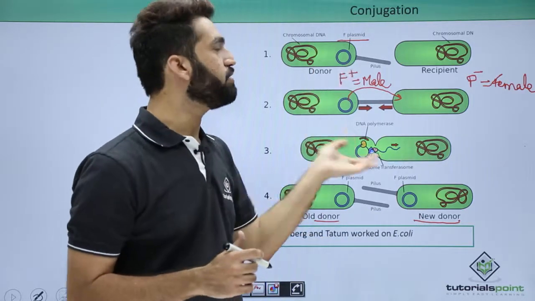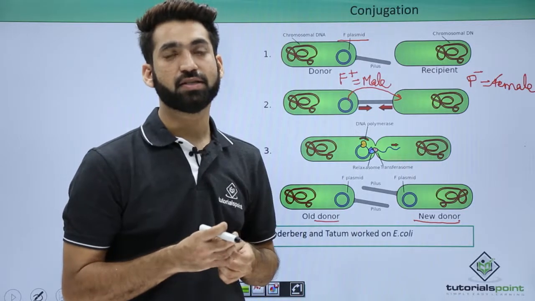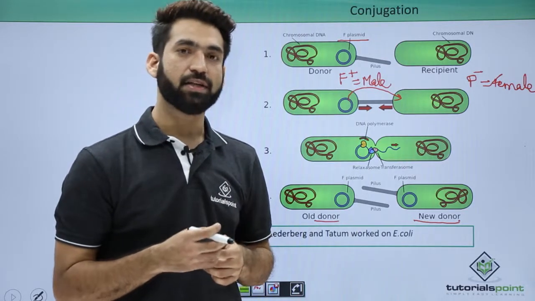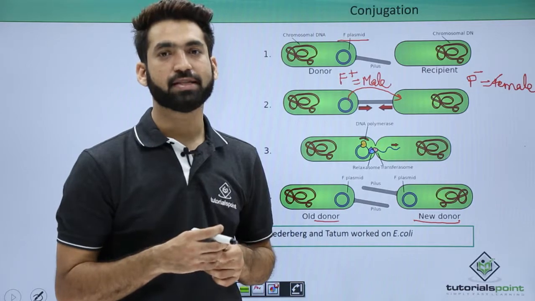So this is about conjugation, which is also a sexual reproduction strategy in bacteria. In the next session, we'll be discussing the third sexual method, which is transduction.